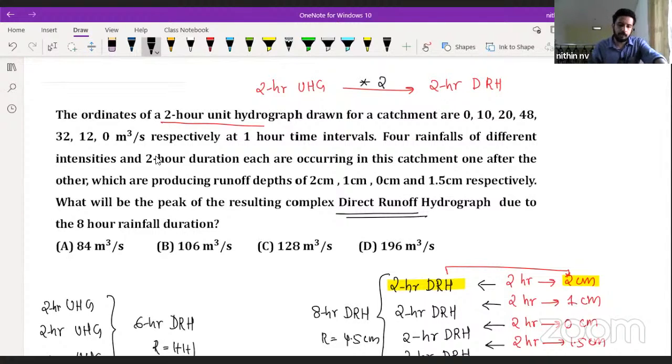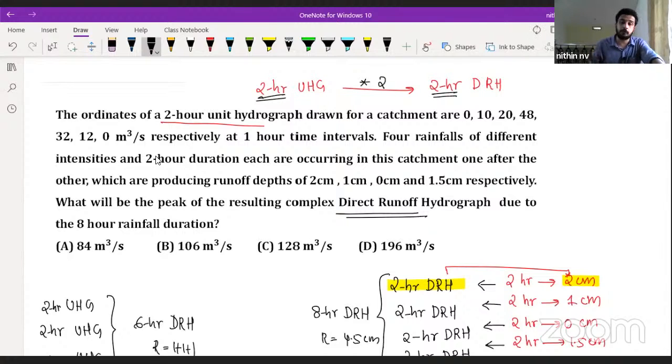So your reply will make me understand whether you have understood the previous question or not. Can I do this or not? 2-hour unit hydrograph, if I am multiplying with the runoff value, will I get 2-hour DRH or not? Everyone please comment. Very good. Absolutely yes. Enough. Why? Because duration is same. That's it. As simple as that.